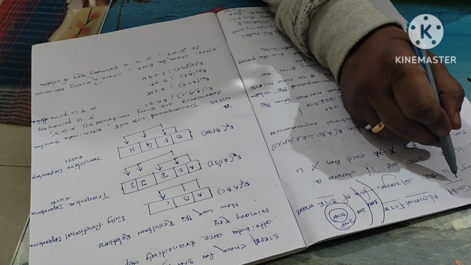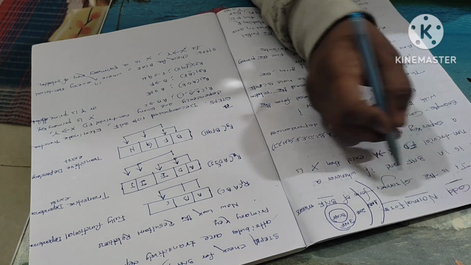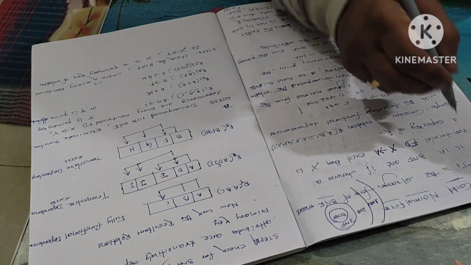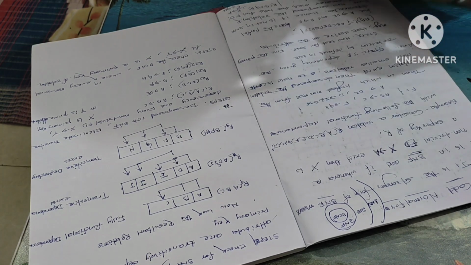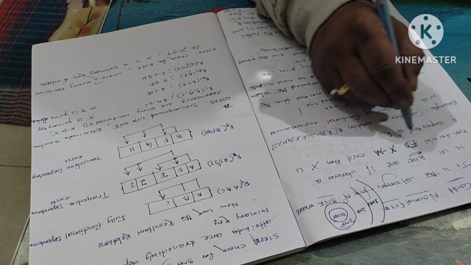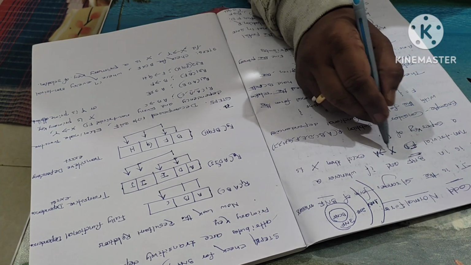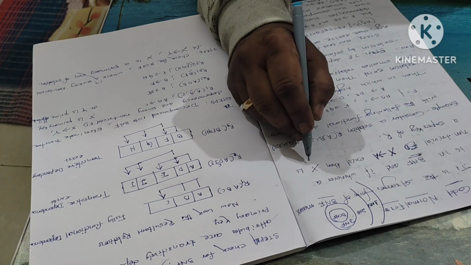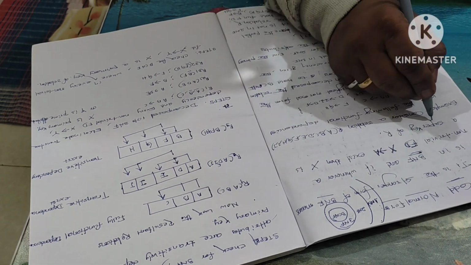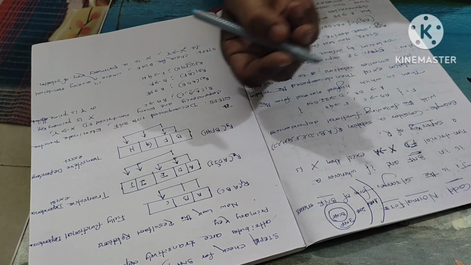Now, what is Boyce-Codd normal form? It is the stronger form of 3NF, meaning it is in 3NF, and whenever a non-trivial functional dependency X determines A exists, then X is a super key of R. We call it a super key or we call it a primary key.